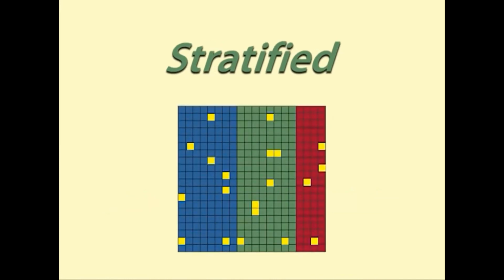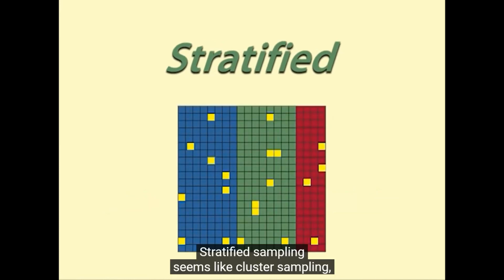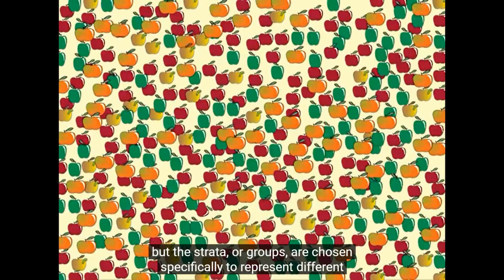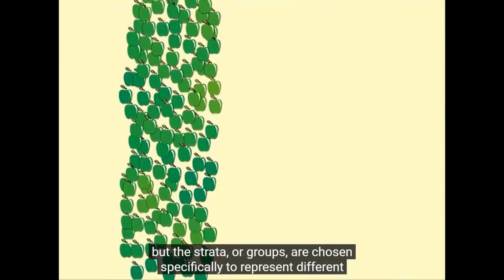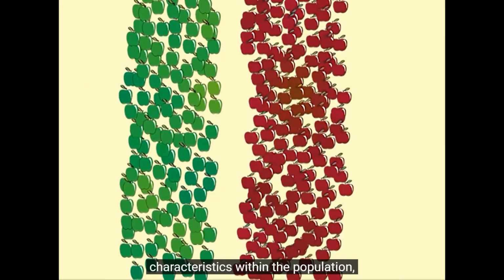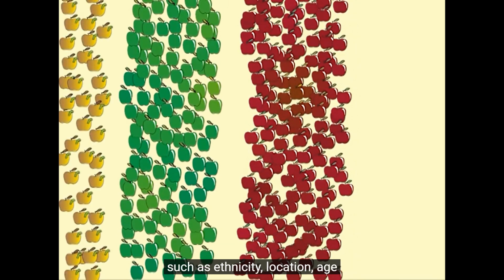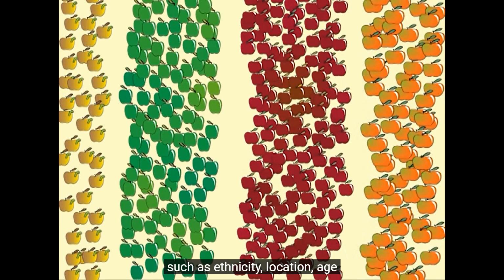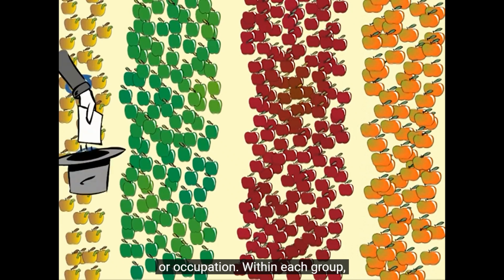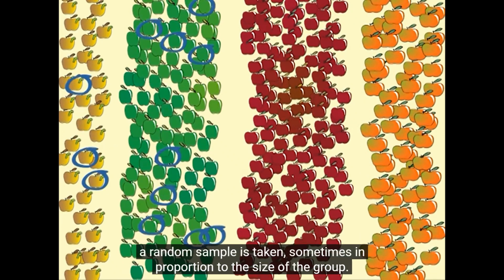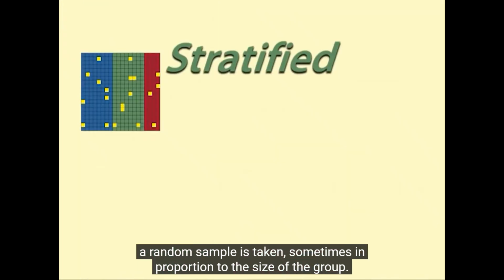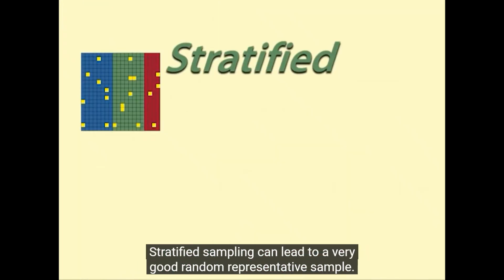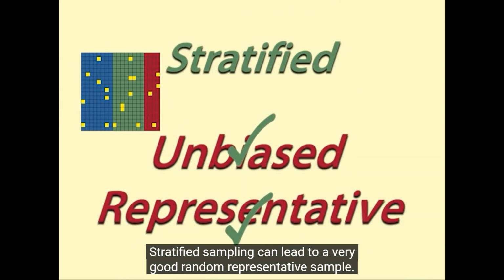Stratified sampling. Stratified sampling seems like cluster sampling, but the strata or groups are chosen specifically to represent different characteristics within the population, such as ethnicity, location, age, or occupation. Within each group, a random sample is taken, sometimes in proportion to the size of the group. Stratified sampling can lead to a very good random representative sample.